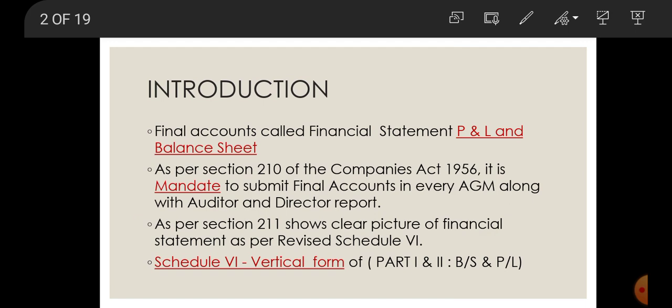And as per Section 211, they show a clear picture of profit and loss and balance sheet as per revised Schedule 6. Revised Schedule 6 has new formats of profit and loss and balance sheet for final accounts. It has two parts, Part 1 and Part 2. Part 1 has the balance sheet, Part 2 has profit and loss. It came into force on or after 1st April 2011 in vertical form. In previous schedules, they were given in horizontal format, but now they are revised.